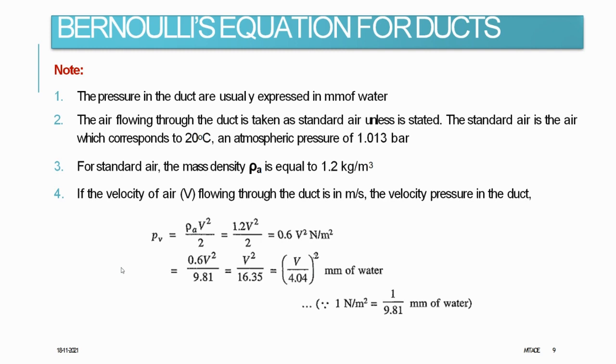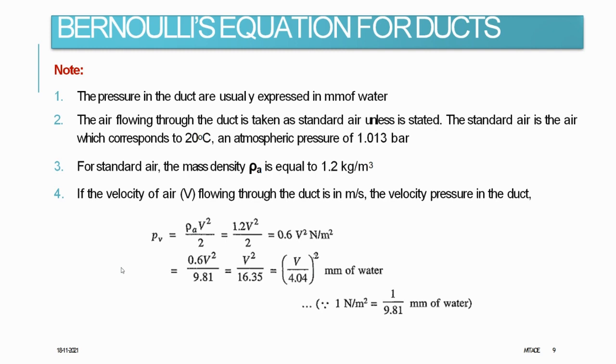And if the velocity of air flowing through the ducts is V meter per second, then the velocity pressure in a duct is given as follows. If we have the velocity, then we can calculate the velocity pressure PV as rho V square by 2. Here rho A is 1.2 kg per meter cube for standard air. So 1.2 multiplied by V square by 2 is 0.6 V square Newton per meter square.